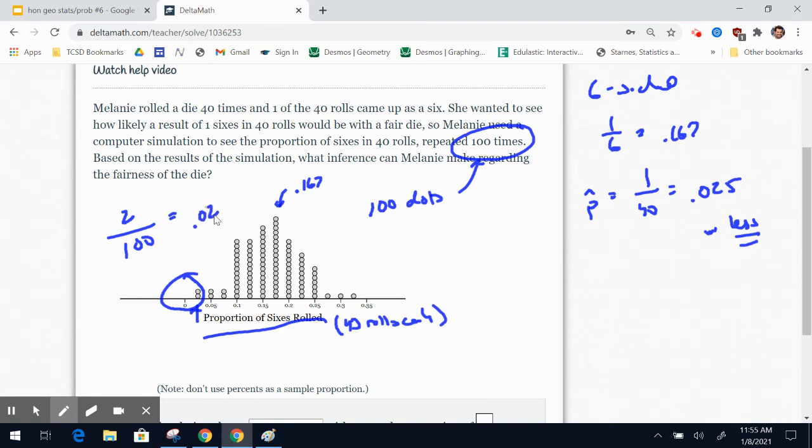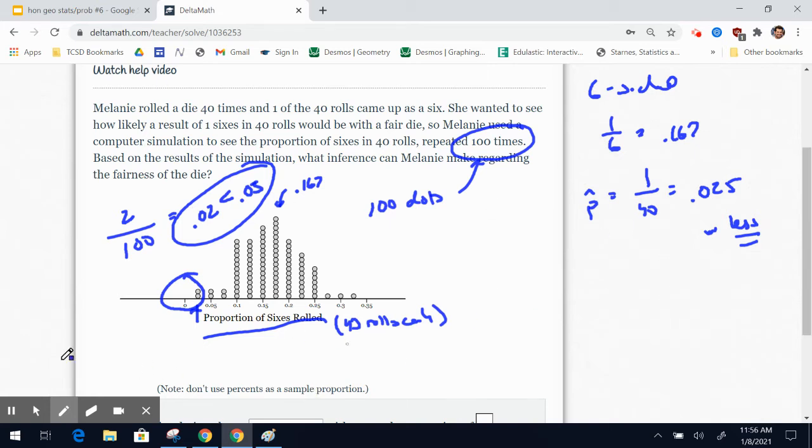That's a probability of 0.02. That is less than 0.05. That means that we have significance. We have convincing evidence that this die may not be fair because we're looking for rare instances. Rare instances are significant. They have convincing evidence. This is a rare instance.